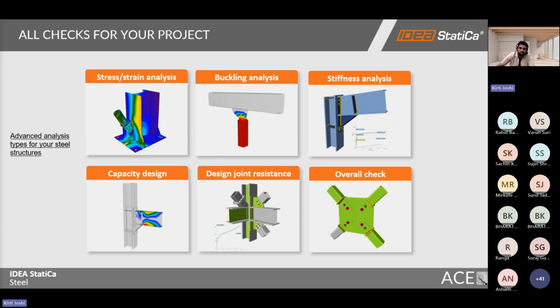So moving forward, IDEA StatiCa will analyze a model, but also do the code check as well, like I mentioned. So you can carry out different types of analysis, like stress strain, stiffness analysis, capacity design, buckling, and more, just to evaluate the real behavior of the steel connections. Basically, its main focus is that connection designers get maximum design confidence and peace of mind. That's basically IDEA StatiCa for steel.